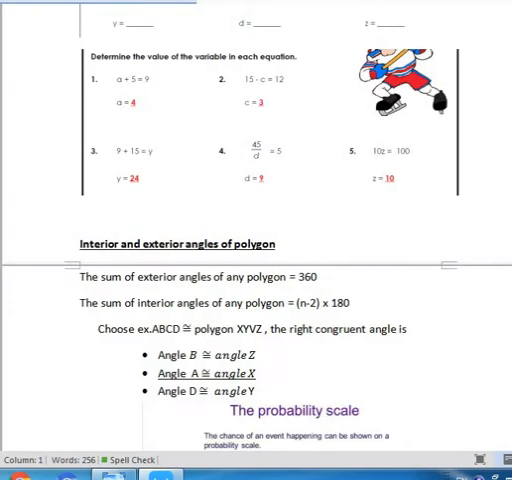Here, determine the value of the variable in each equation. It's very easy, don't panic. I have here a plus 5 equals 9. I want to know the value of a.